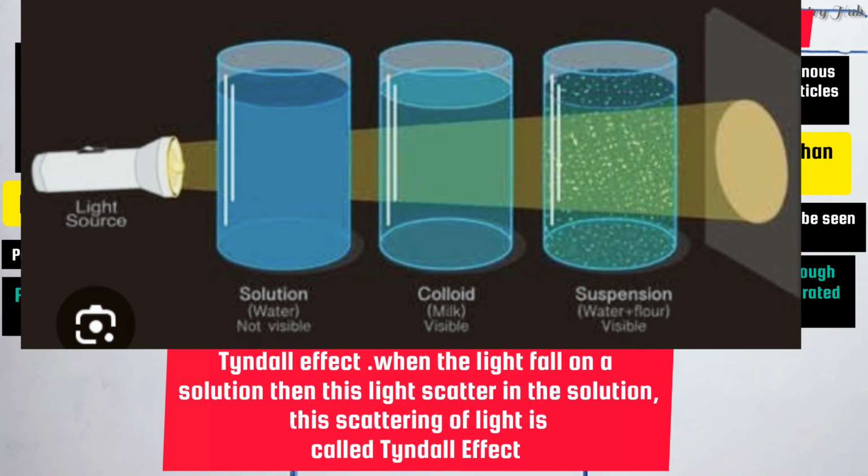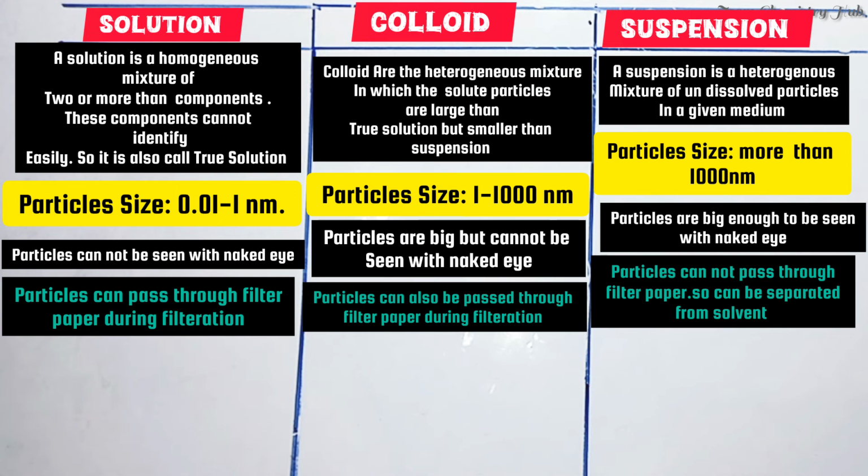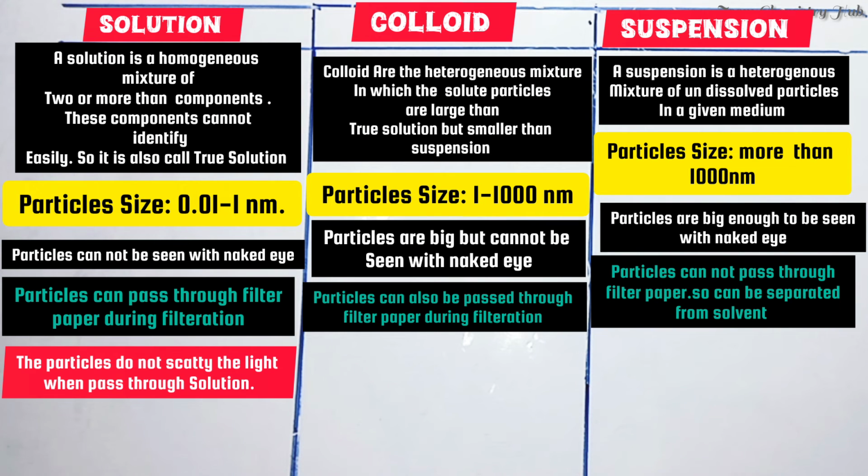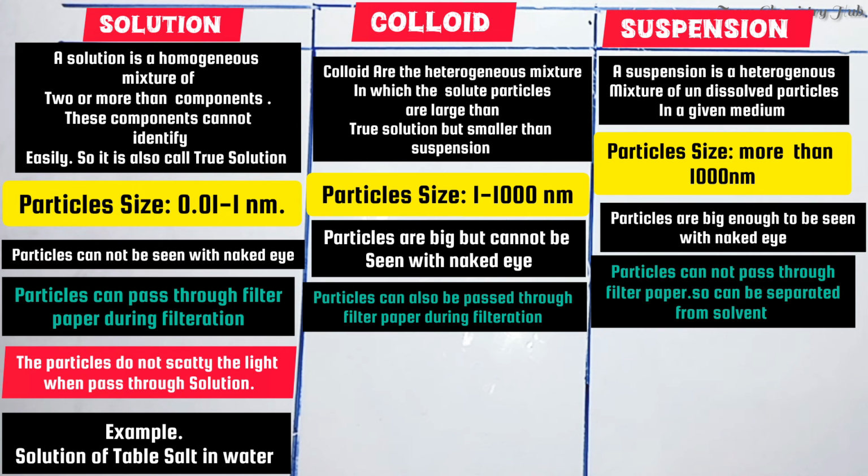So now we can see in which mixture or solution the Tyndall effect occurs. In solution, the particles do not scatter the light when it is passed through. An example of a solution or true solution is a solution of table salt or sugar in water.